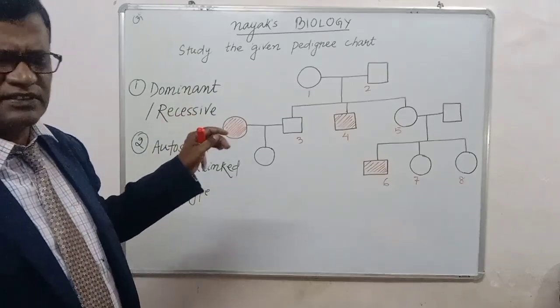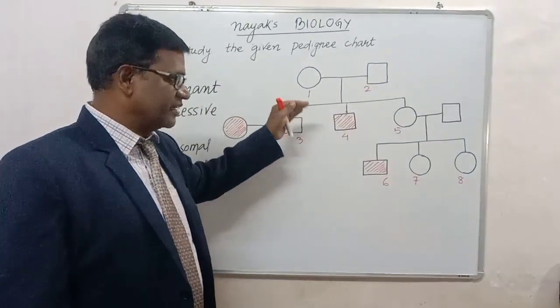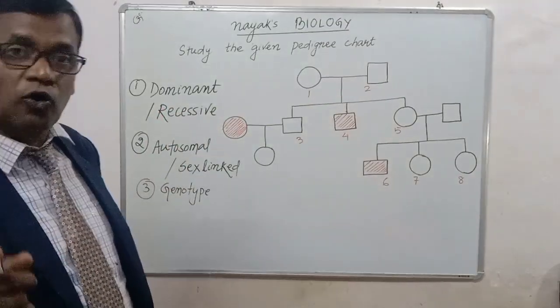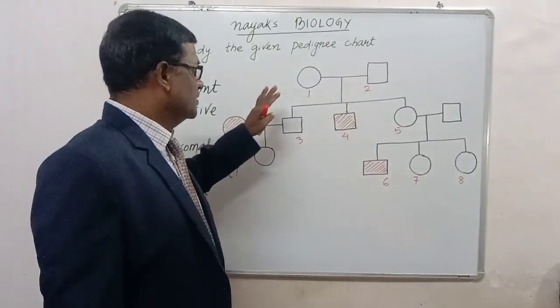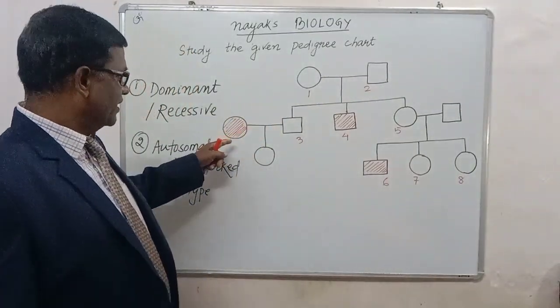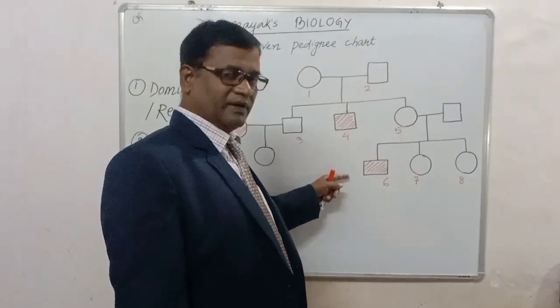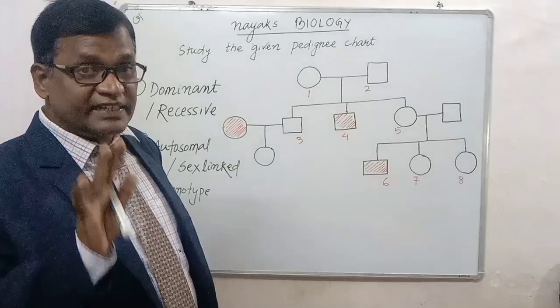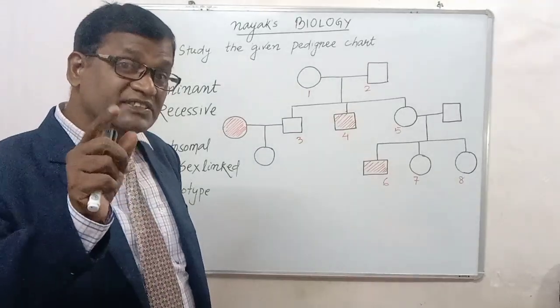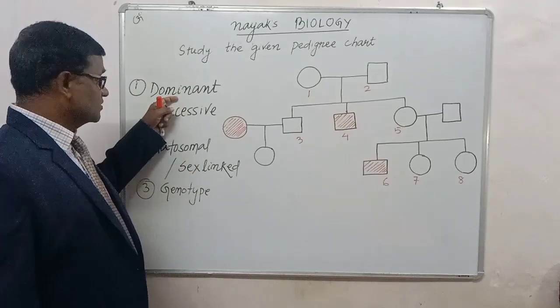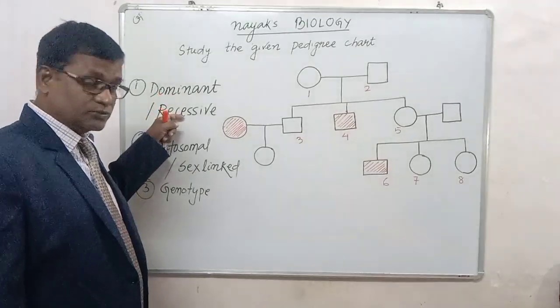Suppose we take into consideration any type of infection or any type of disorder in the family. We have to find out whether it is dominant or recessive. Try to understand: you see here, only one girl in this family is affected, whereas the two boys are affected. That is a clear indication that the X chromosome is affected. Then we have to find out whether it is dominant or recessive.